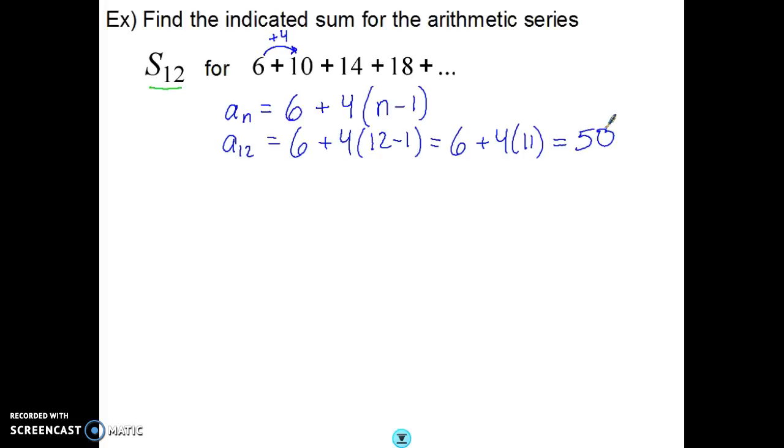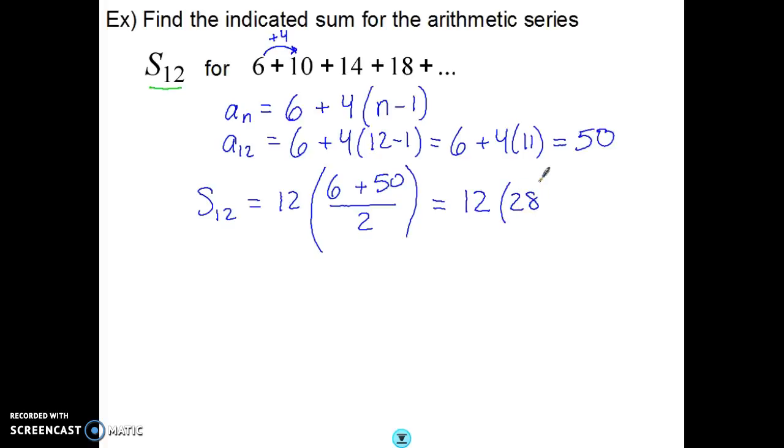Now we can go ahead and fill in our formula, which says that to find S sub 12, we have to do n, which is 12, times (a sub 1, which is 6, plus a sub n, which we just found to be 50) over 2. You can put this into your calculator, or we can simplify it out. 6 plus 50 is 56, divided by 2 is 28, so 12 times 28. Put that into your calculator, and our sum comes out to 336.